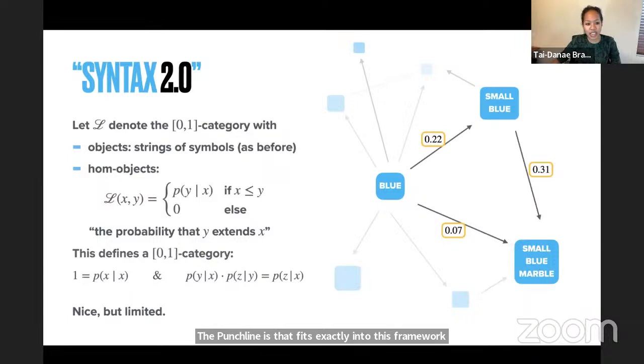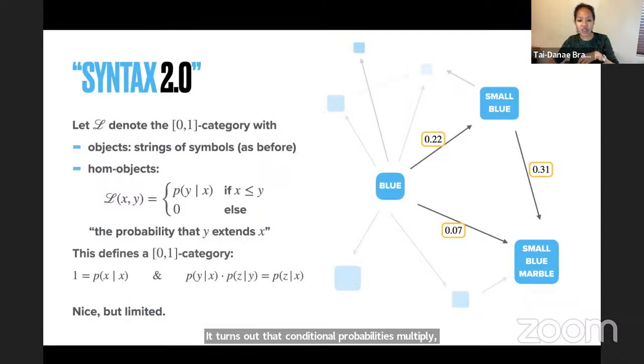So language is a 0-1 category. Its objects are strings of symbols from some atomic set of symbols like before. Now the hom object between an expression X and Y, we'll say it's the conditional probability that Y, this larger string, is an extension of X or contains X, if X is contained in it, or it's 0 otherwise. So you can check this actually defines an enriched category over 0-1, this sort of reflexivity or identity. What's the probability that blue is contained in blue? It's 1. And then when you write down what this means, it turns out that conditional probabilities multiply in exactly what you need to get this composition.